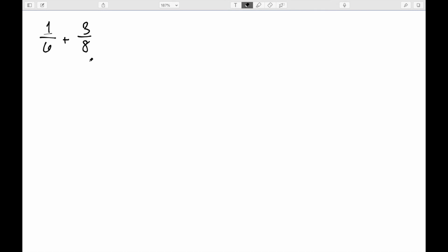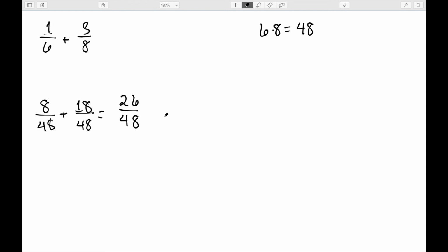It's not required to use the least common denominator. We could use any common denominator. If you're unsure what the least common denominator is, you can just multiply the denominators. In this case, 6 times 8 is 48. 6 times 8 is 48, so 1 times 8 is 8. 8 times 6 is 48, so 3 times 6 is 18. Now when I add these, I get 26 over 48.